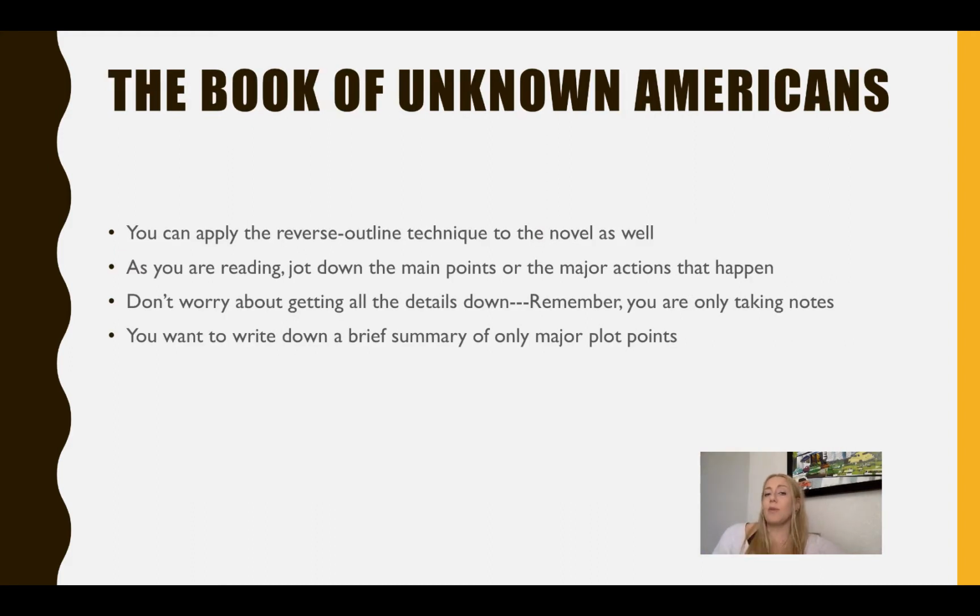So, same thing with the Book of Unknown Americans. You can apply this reverse outline technique to the novel as well. And it's probably less of an outline and more of just main points, right? And again, if it feels too structured for you to do Roman numerals, just give yourself a little bullet point and just make those major points. What happened in this paragraph? What happened here? What happened there? Again, don't worry about getting all the small details down. You're trying to get the major points down.